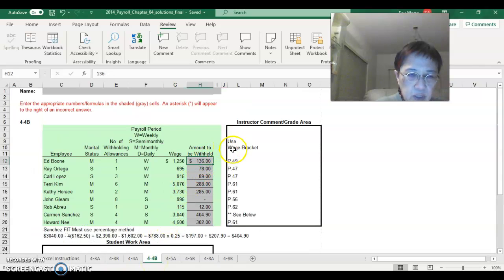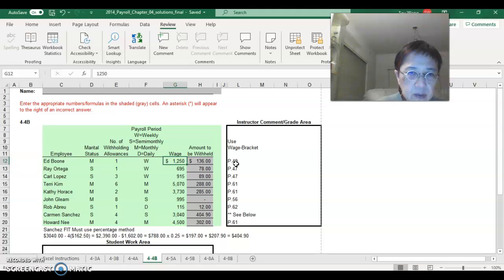4-4B is doing the wage bracket except for Sanchez. Sanchez, we need to do the percentage method. Here is the withholding allowance, and then payroll period is weekly. W stands for weekly, M stands for monthly, S stands for semi-monthly, D stands for daily. I put the page number here so I can go to the page number easily. For Ed, his withholding is 1 and married, and 49.